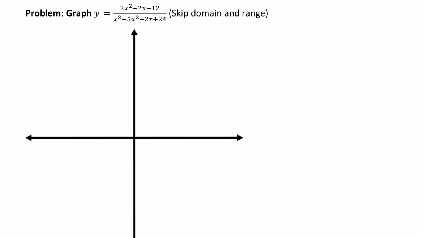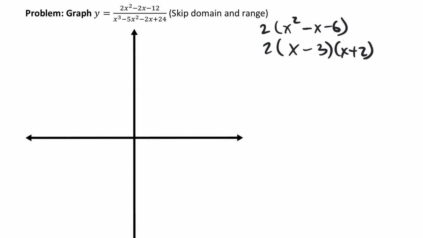Okay, for this last one, you can go ahead and skip the domain and range, but I do want you to come up with the graph. Okay, this one is particularly challenging because nothing is factored. So we're going to start with that top, factor out the 2, and then on the bottom, ooh, that looks kind of messy. Let's just work on just the top. So the top is going to be 2(x minus 3)(x plus 2).